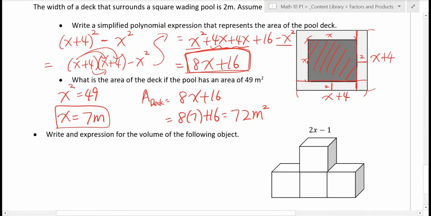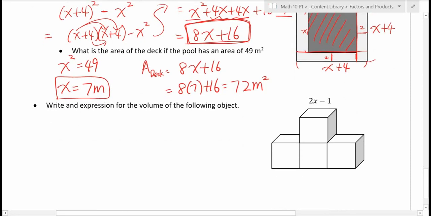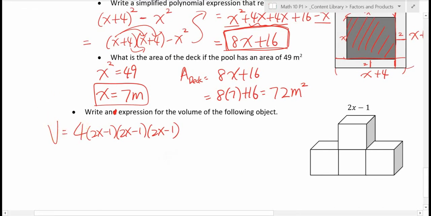Okay, finally, the last example. It says write an expression for the volume of the following object. There's a typo here, it says "and" instead of "an". So you can see we have 4 little cubes with side length of 2x minus 1. To find the volume, you simply take the length times the width times the height. In this case, they're all the same because it's a cube. Now that's for one single cube, but we know we have 4 of them, so we are going to put 4 in the front.